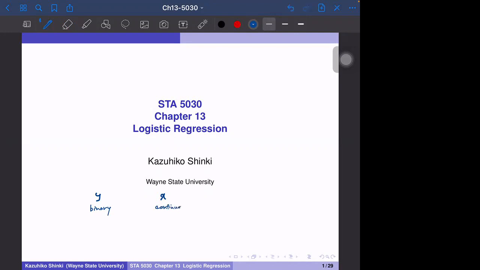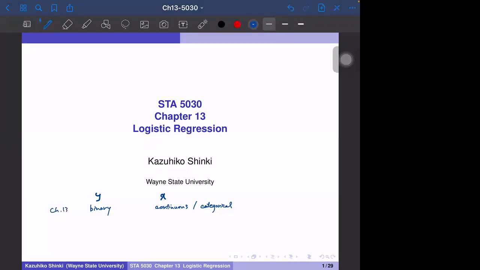For example, y is a medical outcome, such as the patient has died or the patient is alive, or y is 1 if malignant and 0 if benign. In general, 1 is success and 0 is failure, and x is continuous. But in the same way as the multiple linear regression model, categorical x is also possible. So this is chapter 13.